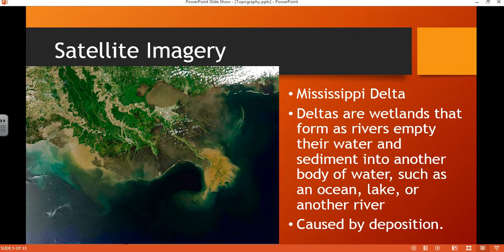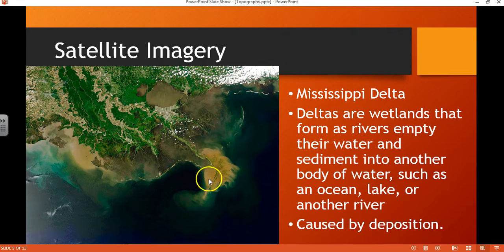Here is a satellite image of the Mississippi River Delta. You can see the Mississippi River, the brown line that's snaking its way through Louisiana, and it dumps out into the Gulf of Mexico. You can see all of the sediment that's being deposited into the Gulf from the Mississippi.